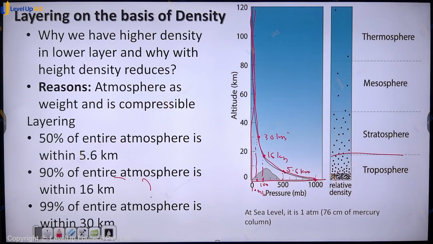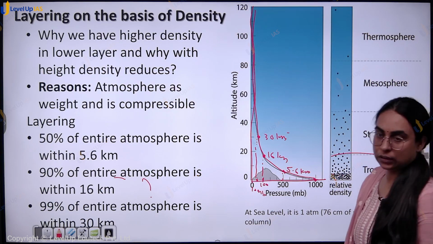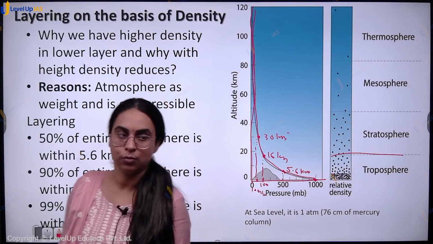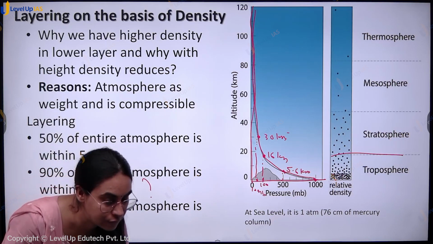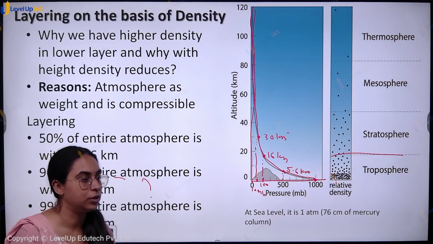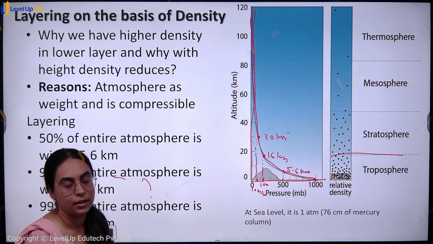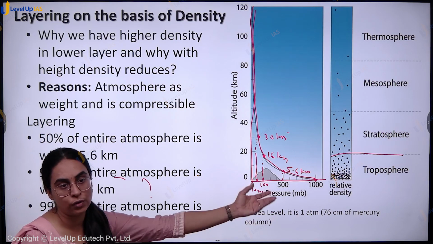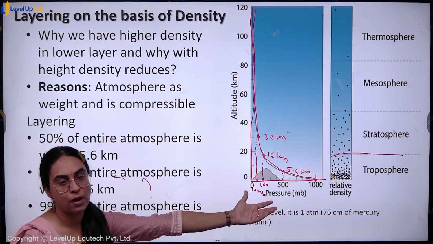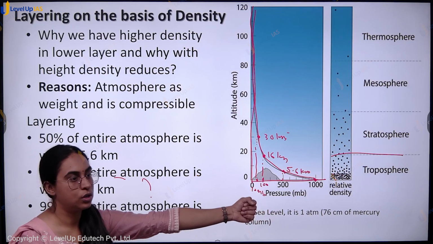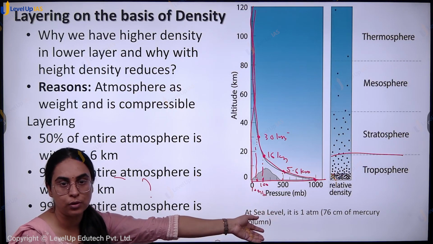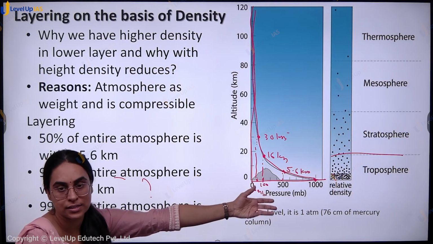Within the mid of the stratosphere, you will say 99% of the atmosphere is finished. Stratosphere extends up to 50 kilometers. Within 30 kilometers, you have 99% of the atmosphere. If there are more gases below, you will also have more water vapor below. You will also have more carbon dioxide below. You will have more greenhouse gases below.